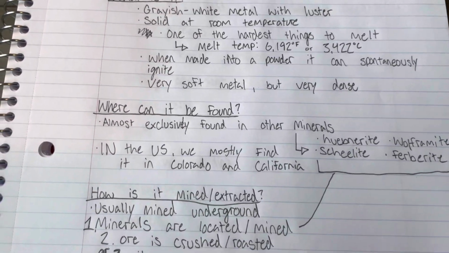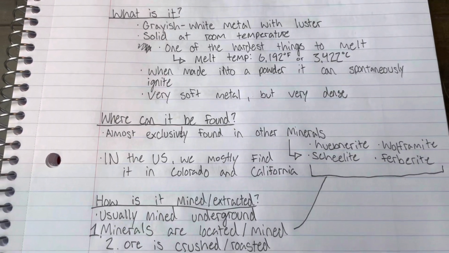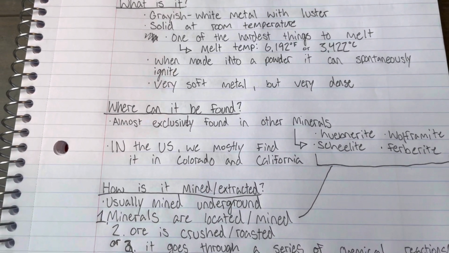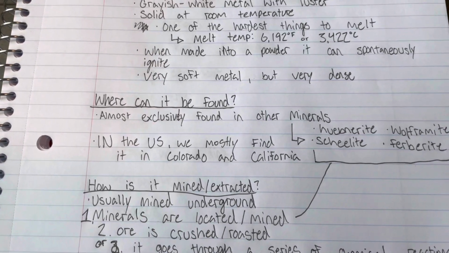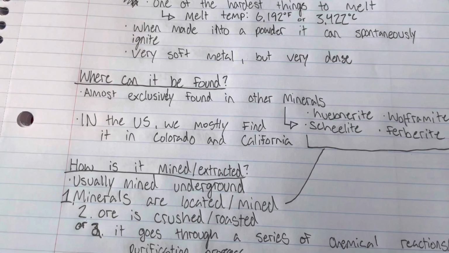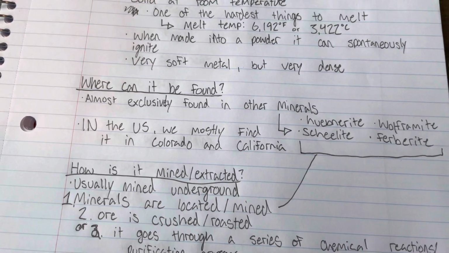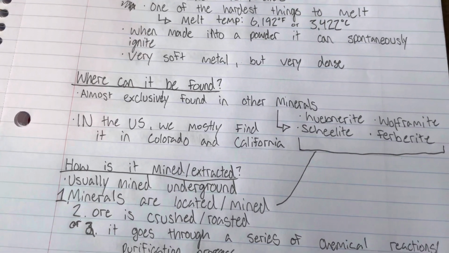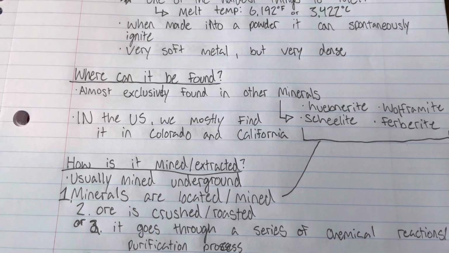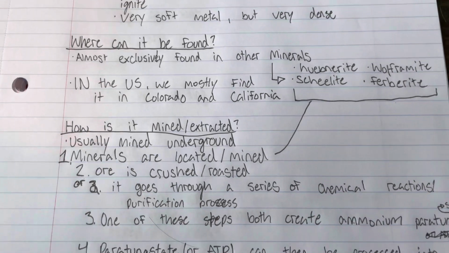Where in the US do we find tungsten? We mostly mine for it in Colorado and California. This does make me wonder if it's found in places where mountains are, since I know both of these are mountainous areas. Something I should look into after the video that I have not yet.